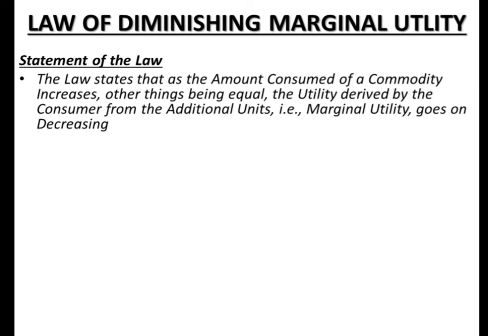Another statement given by Marshall says that the additional benefit, now the above statement is only limited to the area of consumption. The second one has a greater or more vast concept. The additional benefit a person derives from a given increase in his stock, now we are taking up the production part also, of a thing diminishes with every increase in the stock that he already has.